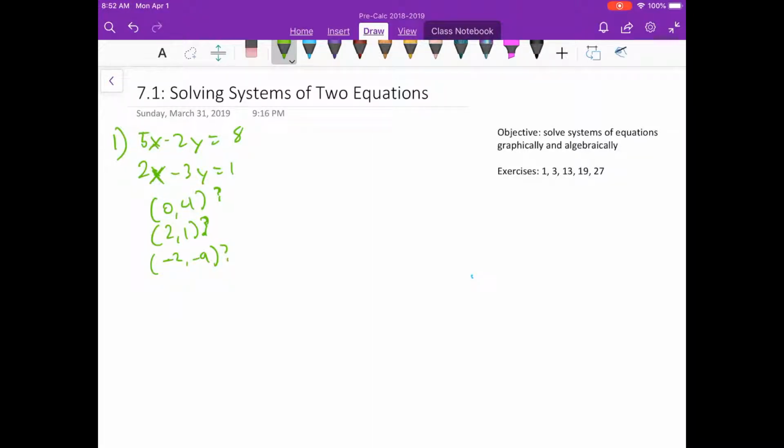So welcome back. This is 7.1, solving systems of two equations, and essentially this is just a recap of algebra. We learned about it for a whole chapter in algebra. We're going to go through it at pretty lightning speed. There are three different ways.